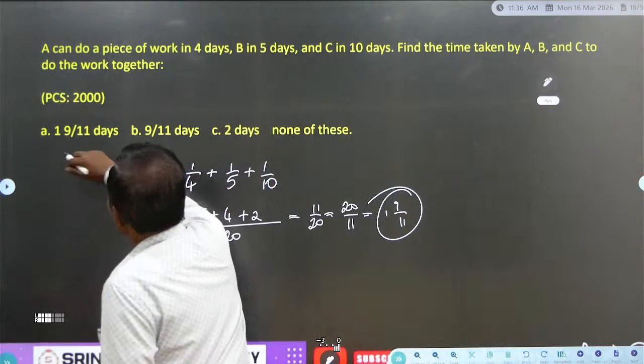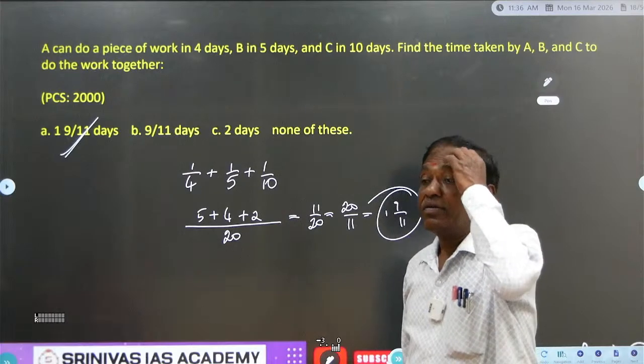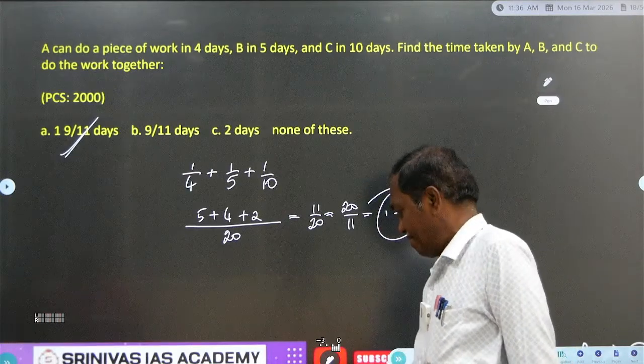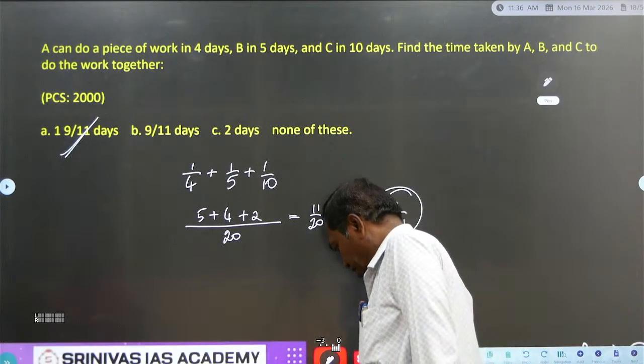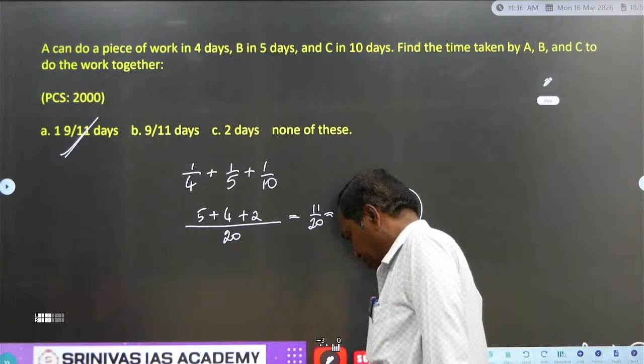You will see that this is not among the options. You have to see how to write the question in ratios. These people are asking in Kannada.